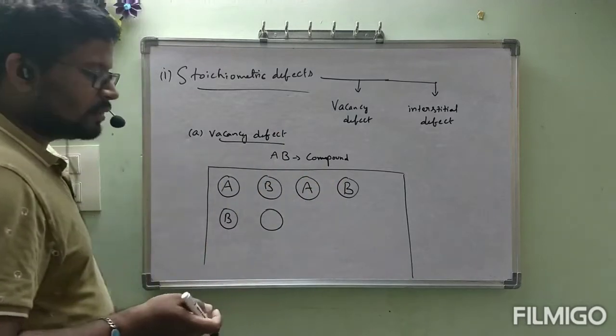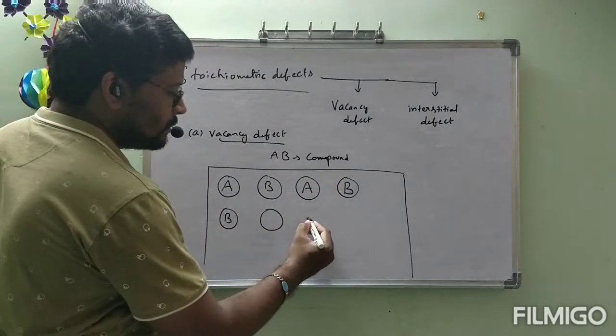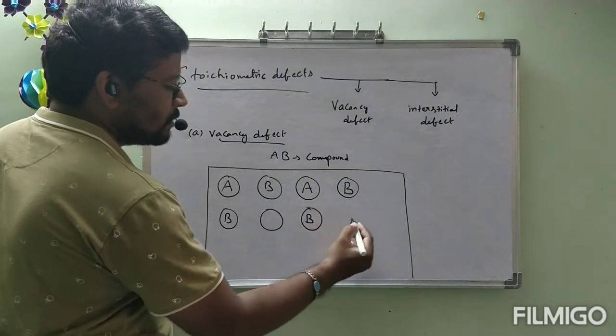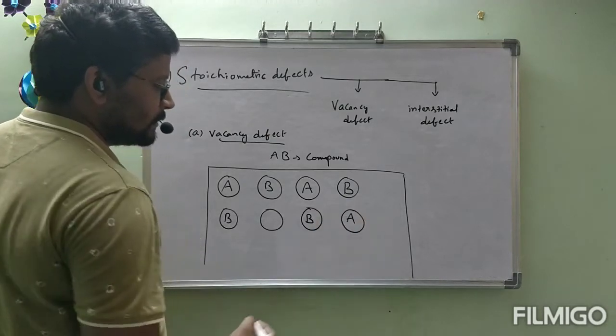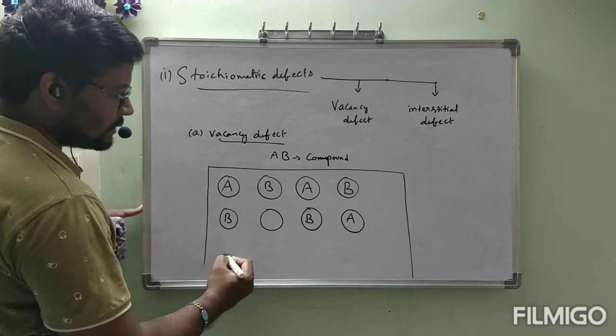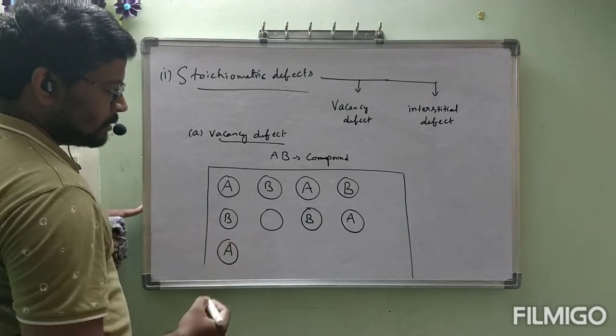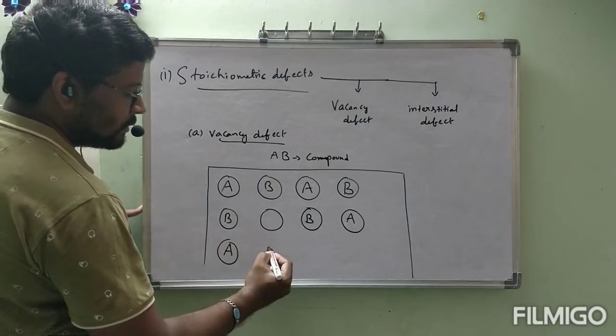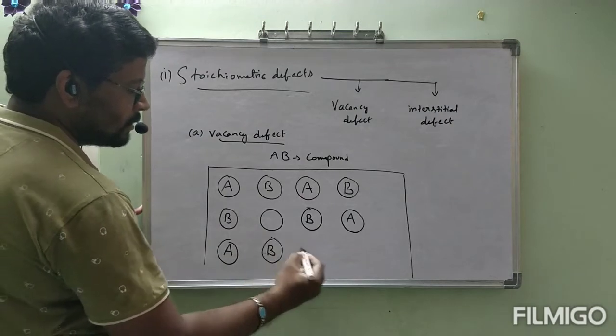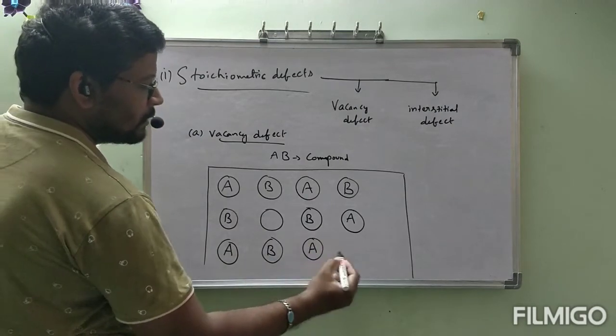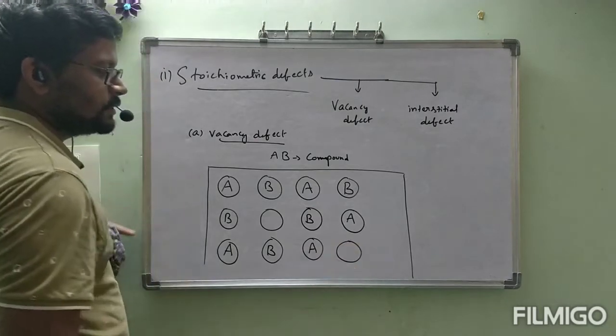Next B again. Next again A. Here again A. Next B. Next A. And here again B is vacant.